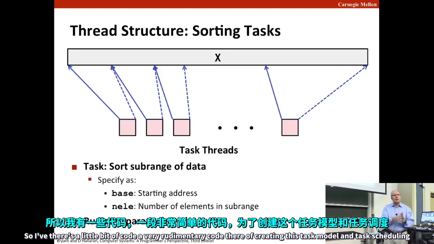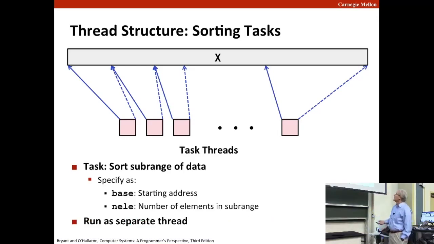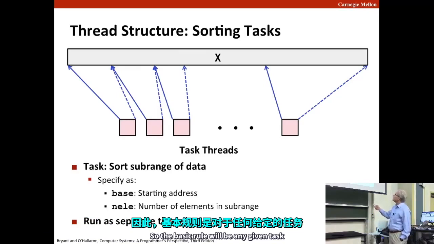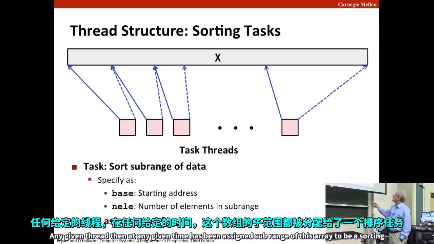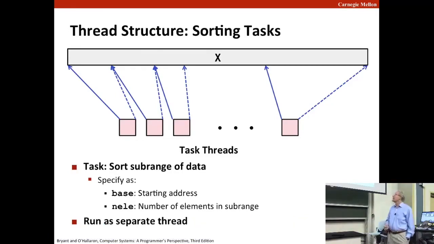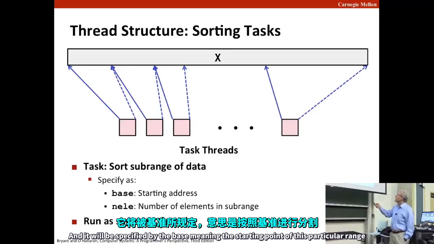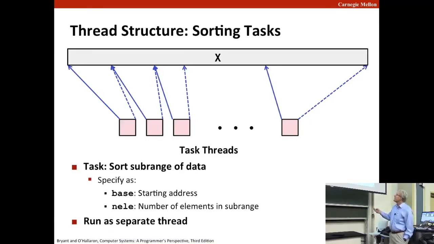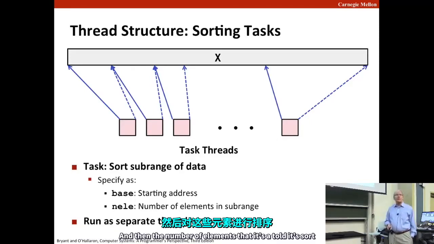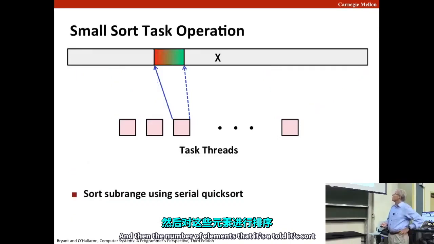So there's a little bit of very rudimentary code there for creating this task model and task scheduling. The basic rule will be that any given thread, at any given time, has been assigned a sub-range of this array to sort. It will be specified by the base, meaning the starting point of this particular range, and then the number of elements that it's told to sort.